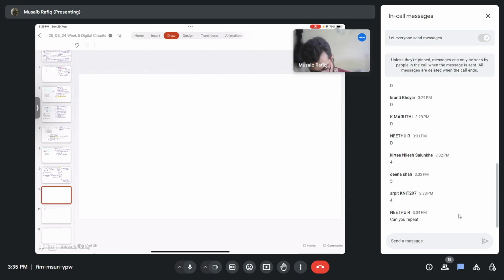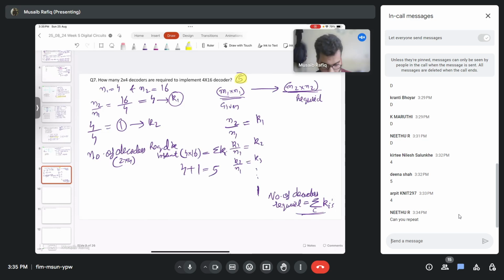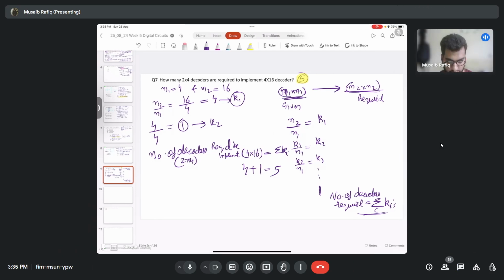So I'll repeat. What I have here is a general M1 cross N1 decoder that is given to us, and we are required to implement an M2 cross N2 decoder using this M1 cross N1 decoder. Here M1 and N1 are 2 cross 4 and M2 and N2 are 4 cross 16. So how will we find how many decoders are required to implement the 4:16 decoder or any given decoder?